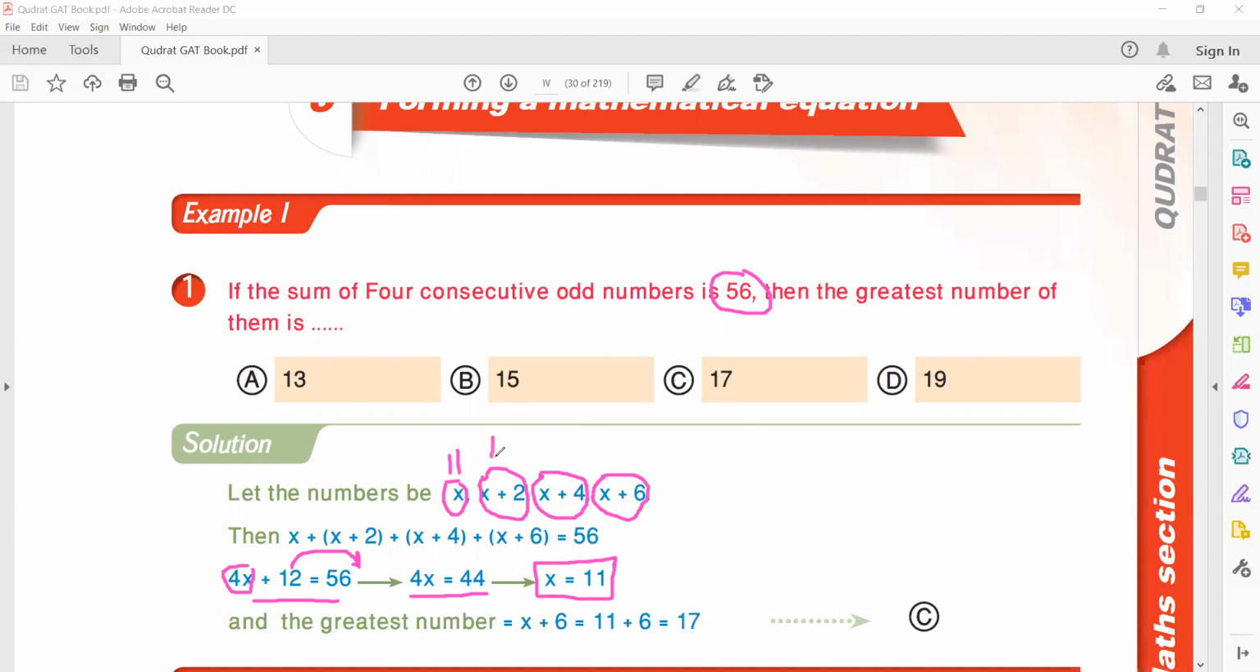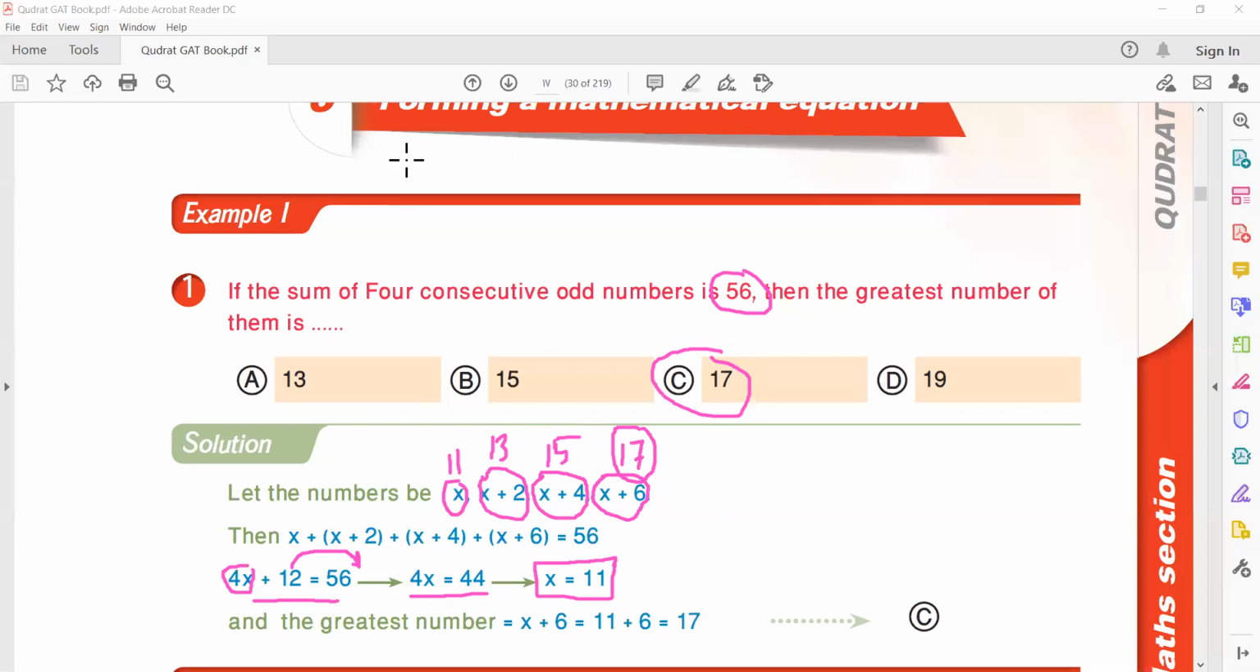plus 2, which is 13, and 11 plus 4 is 15, right? And 11 plus 6 is 17, right? So I have four numbers here. Now he asked me, what is the greatest number? It is 17. So the answer is C, right? Do you understand? Is it clear?